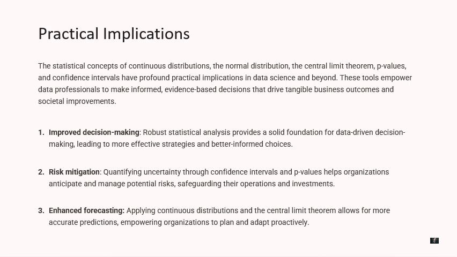The first one is improved decision making. Robust statistical analysis provides a solid foundation for data driven decision making, leading to more effective strategies and better informed choices. Risk mitigation: quantifying uncertainty through confidence intervals and p-values helps organizations anticipate and manage potential risks, safeguarding their operations and investments. Enhanced forecasting: applying continuous distributions and the central limit theorem allows us to make accurate predictions, empowering organizations to plan and adapt proactively.